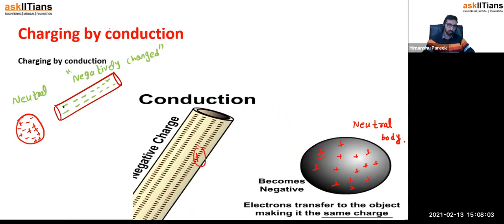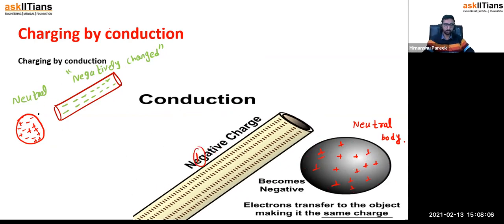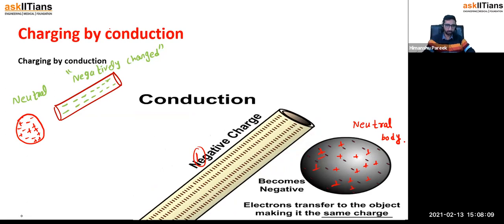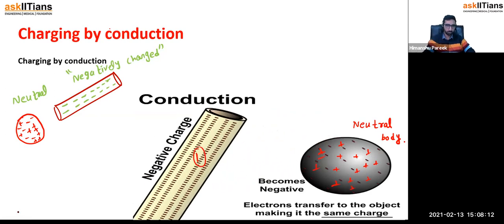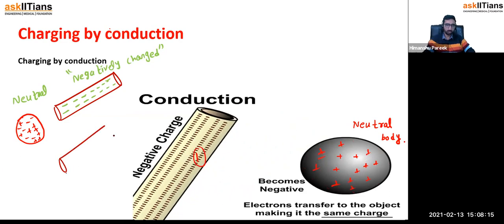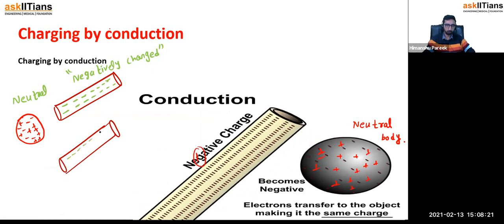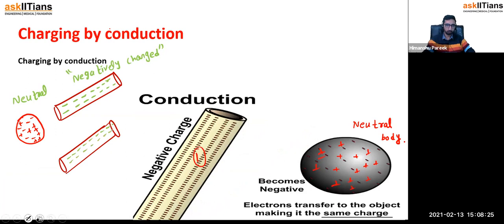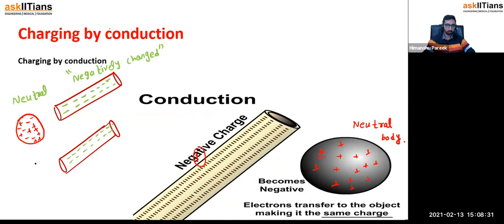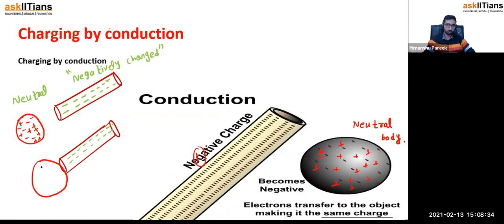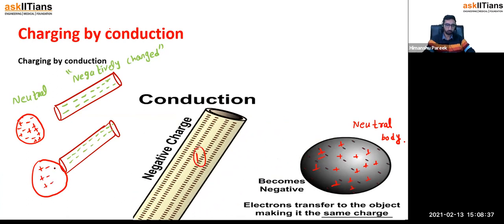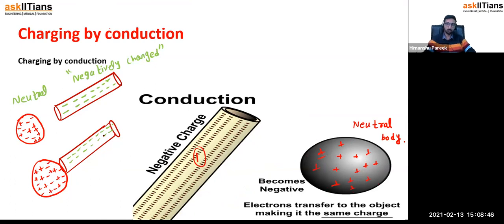So guys, what you will find that as soon as you bring this negatively charged body in contact with the neutral body, the situation would be like this, the new situation. This negatively charged stick would be coming in contact. So now there is a contact between them. Okay. So that's a neutral body and now they have come in the contact.